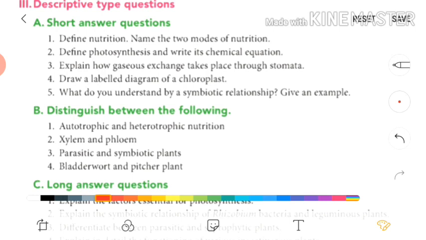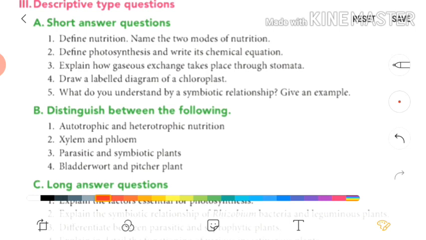Third one: explain how gas exchange takes place through stomata. Stomata open and close by the turgid and flaccid processes. What happens in the turgid process? During the turgid process, stomata will open, and by the flaccid process, stomata will be closed. So explain this one.